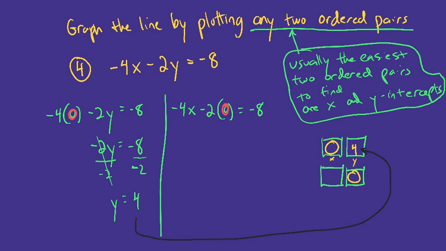Okay, moving on to the second group. -4x minus 2 times 0. 2 times 0 is just 0. So we're left with -4x equals -8. Divide by -4. And x equals negative divided by negative is positive. 8 divided by 4 is 2. So we end up with 0, 4, and 2, 0.